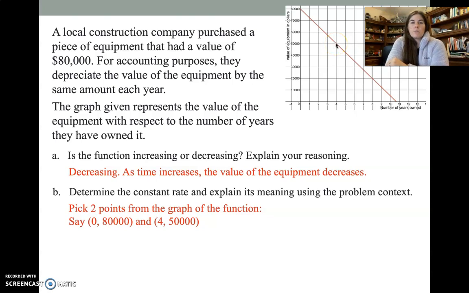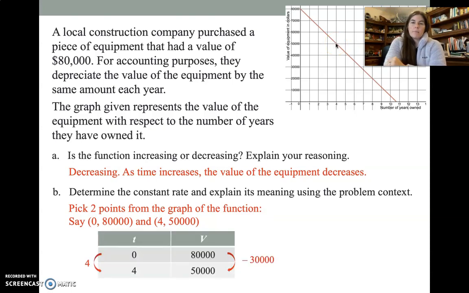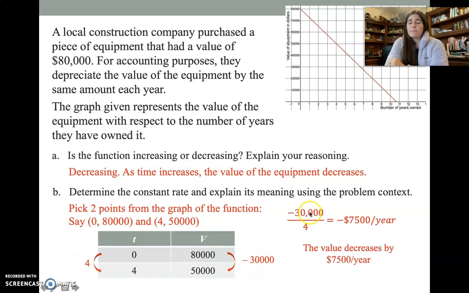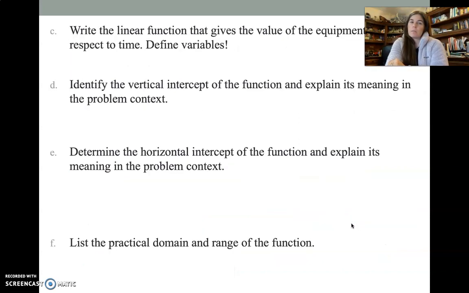I'm going to put those two values into a table because I love me some tables. And I'm going to find the change. 4 minus 0 is 4. 50,000 minus 80,000 is negative 30,000. Change in output over change in input, I'm going to get negative $7,500 per year. So every year we're decreasing the value by $7,500. All right, let's keep going.